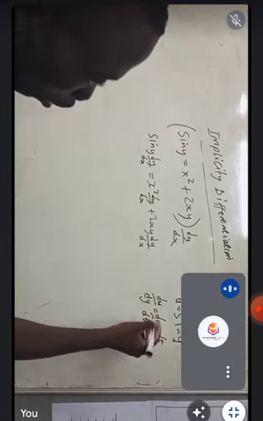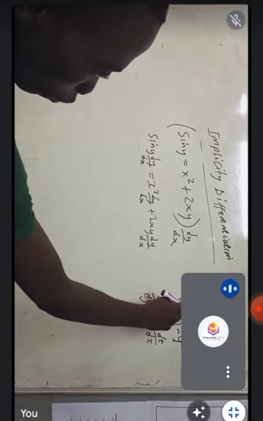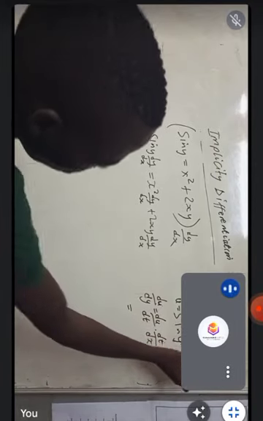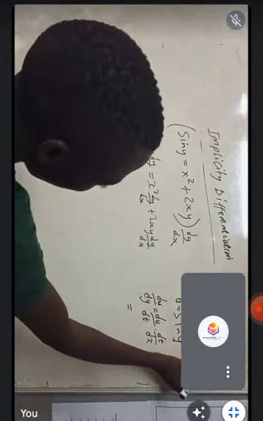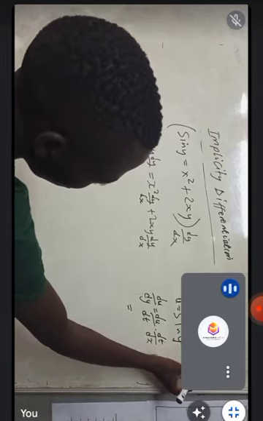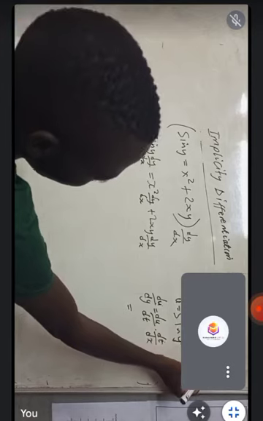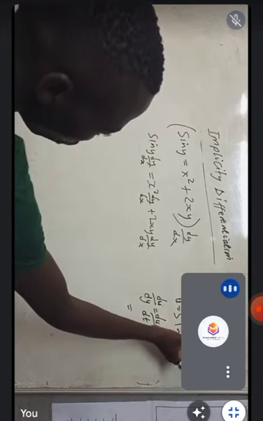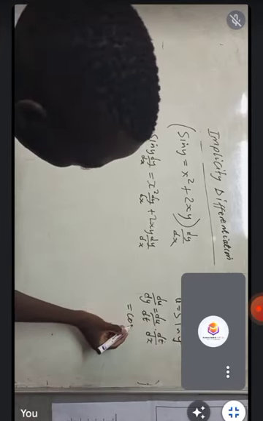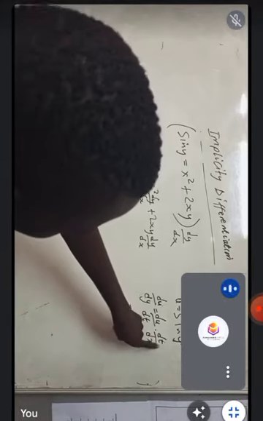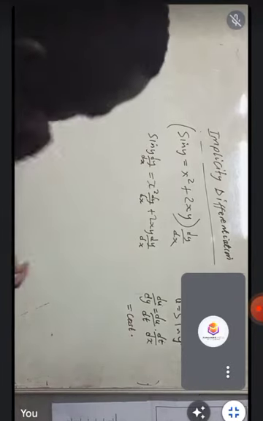So when you differentiate u with respect to t, you are going to have du over dt. We are differentiating u with respect to t. So you are going to have the differential of sine t, which is cos t. And then you have dt dx.